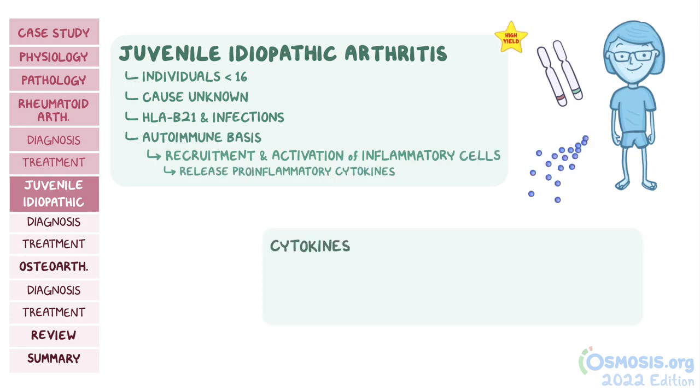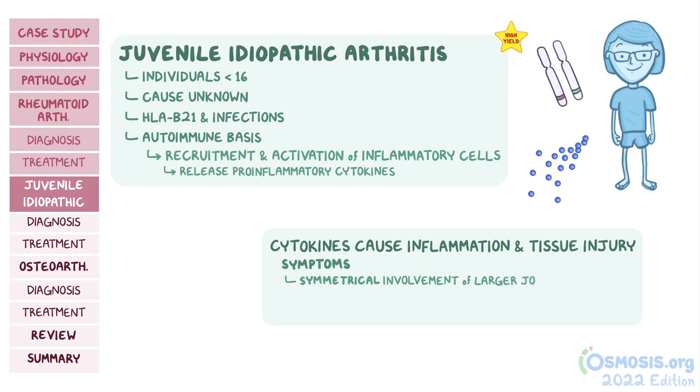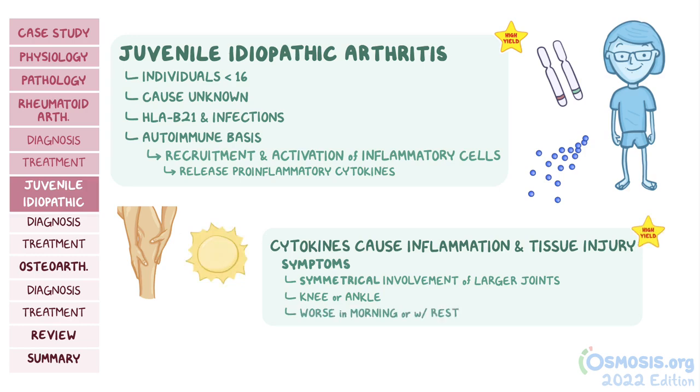These cytokines reach different parts of the body and cause inflammation and tissue injury, leading to the main symptoms of juvenile idiopathic arthritis. Typically, there's symmetrical involvement of larger joints, like the knee or the ankle. These individuals usually present with the typical inflammatory joint signs, which are worse in the morning or with rest.